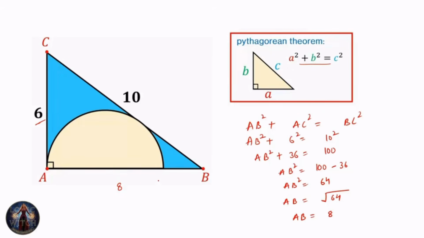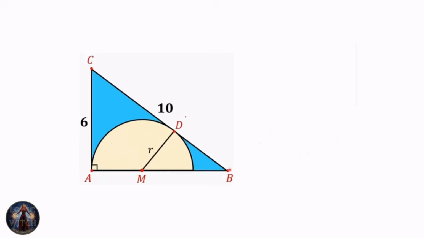Now, what else can we do further? Let's say I draw a point here, which is the center of this semicircular region. Let's name it as point M. And if I join this point M with the point of tangency, as BC is a tangent to the semicircular arc at this point, let's name this point as D. Now, this line segment is nothing but the radius of the semicircular arc. So my figure will look like this.